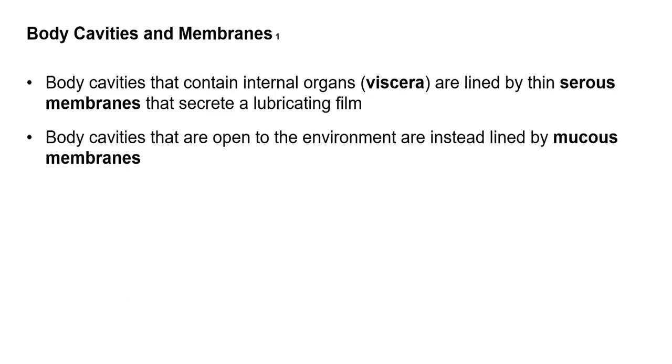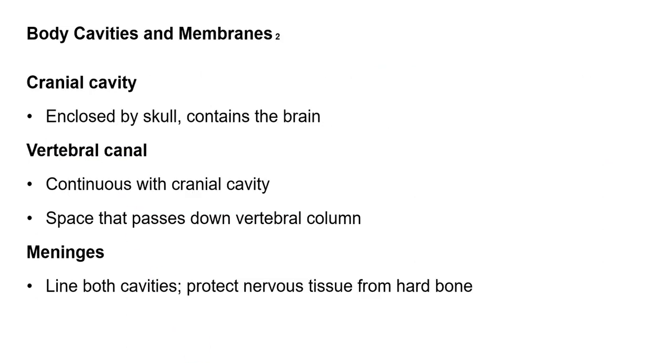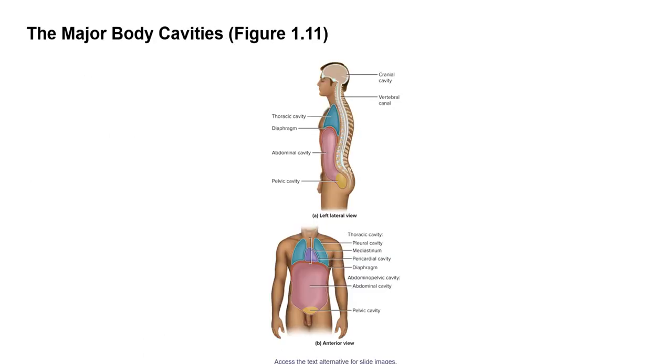Within the body, we have body cavities and membranes that each have specific names. If the body cavity contains internal organs, it will be lined by membranes known as the viscera. Body cavities that are open to the external environment, those are lined by membranes known as the mucous membranes because they produce mucus. So let's look at a picture to talk about these different body cavities.